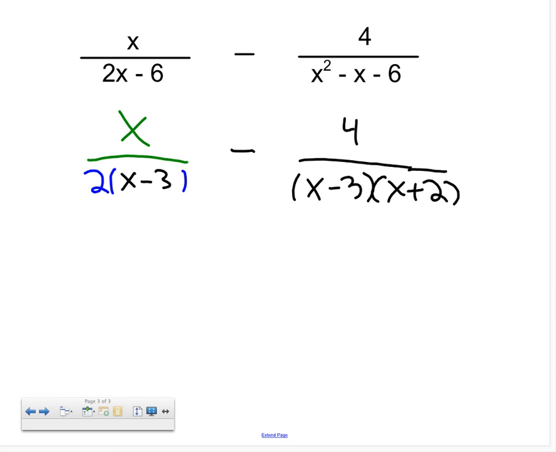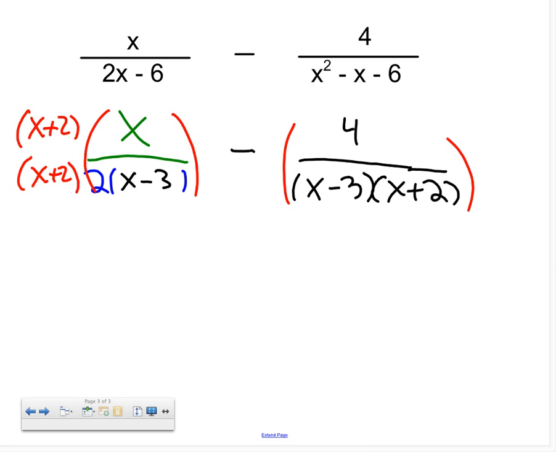So now I go ahead and see what each piece is missing from the other. What are the bottoms missing from the other? What am I going to multiply by? Well, the first one has a 2 and an x minus 3. The second one has an x minus 3 and an x plus 2. So the first fraction is missing that x plus 2. The second one has it, so I'm going to multiply this by x plus 2, top and bottom. Now the second one has an x minus 3. It has the x plus 2, but it doesn't have the 2. So I'm going to put that up here, times 2 top and bottom.